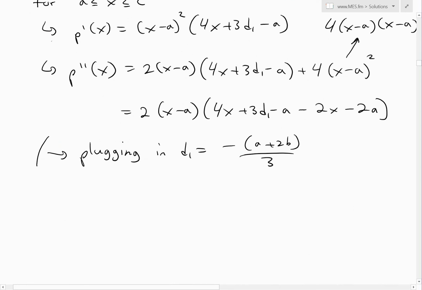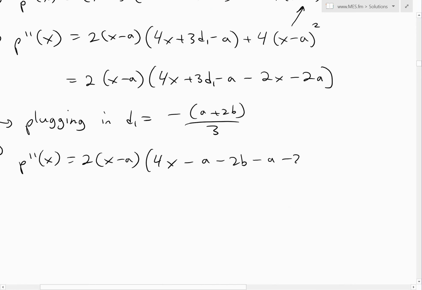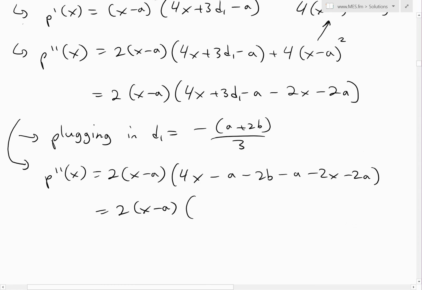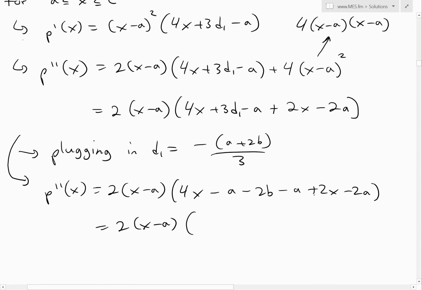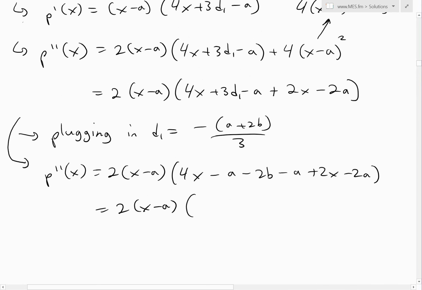What we get is p double prime of x equals 2x minus a, and now we have a 4x, and then these 3's cancel, so just negative a minus 2b, and then minus a minus 2x minus 2a. Again, simplifying all this, this equals 2x minus a, and then, scrolling back up here, this is a plus x, this is the plus x right there. Yeah, because this is 4x right there when we took out the 2.